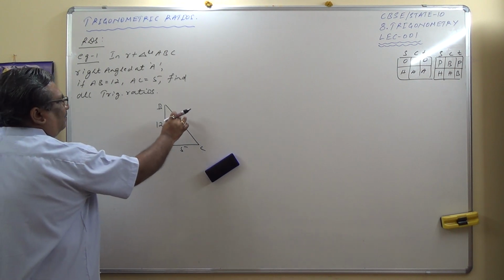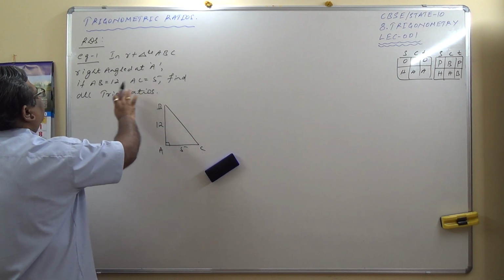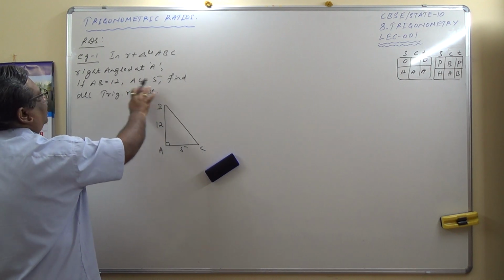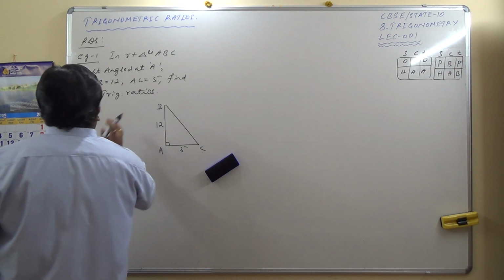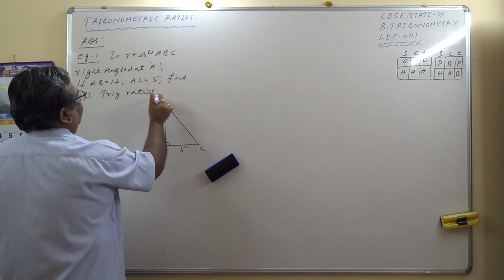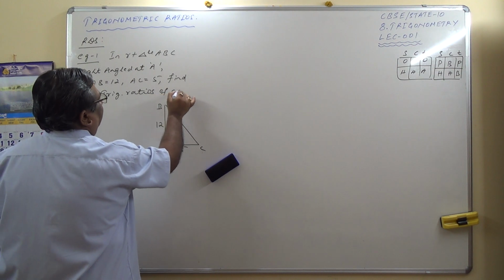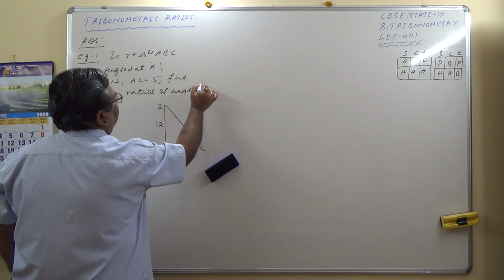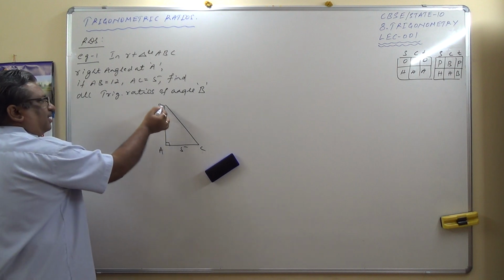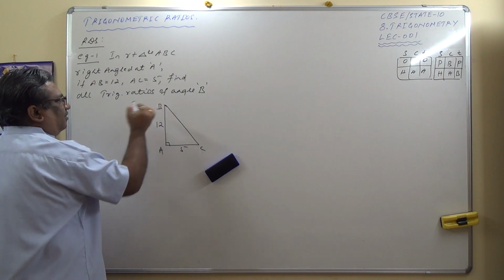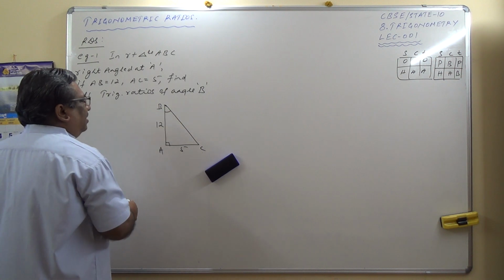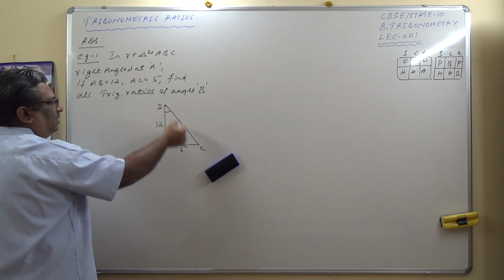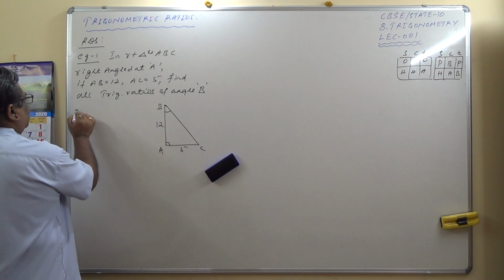First I should know, right angled at A, AB is this. Find trigonometric ratios with respect to which angle? Ratios of angle B. Find trigonometric ratios of angle B. This is the question. So with respect to this angle, I have to find out. Let me mark this as the reference angle B and first find out the hypotenuse. Solution.